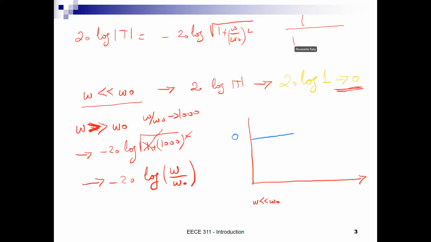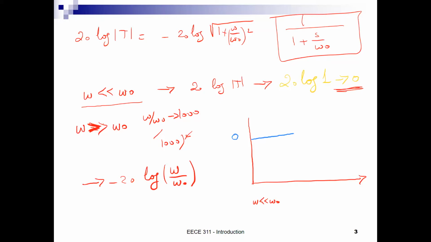So at very small frequencies, the gain is almost 0 dB for this specific expression, when I have 1 over 1 plus s over omega 0. Okay, and when omega is much greater than omega 0, my expression is going to end up being minus 20 log of omega over omega 0.